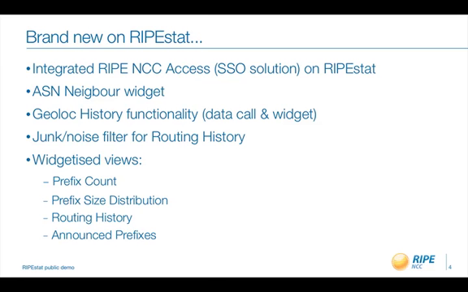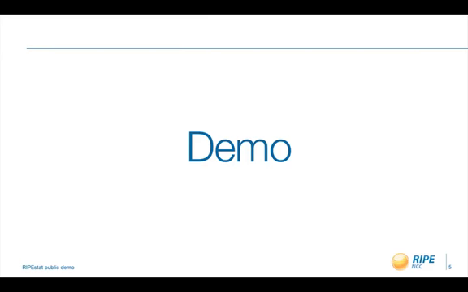As promised at our last public demo, we are exploring the possibilities to have filter options for our widgets, and we did it as a first step on the routing history widget, which was also transferred from an ordinary view to a widget. So you can use it on your own website as well. Besides, prefix count, prefix size distribution, and announced prefixes also got converted to be embeddable widgets, along with general improvements to the user interface. That takes us to the next section, which will be the live demo.